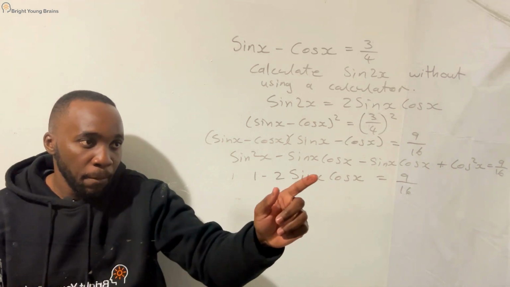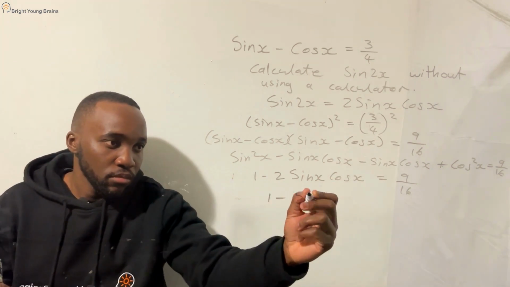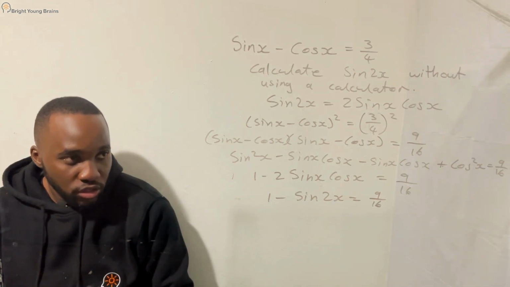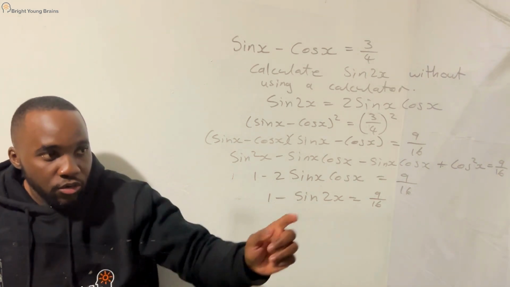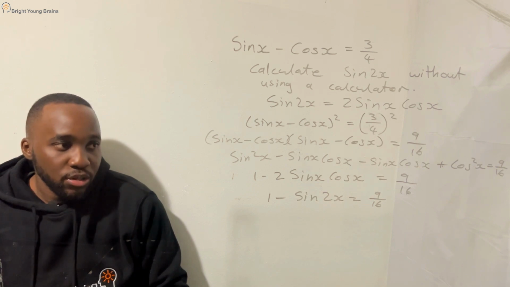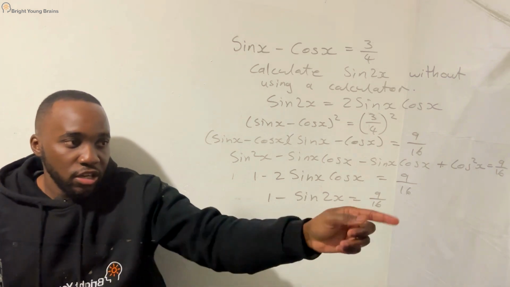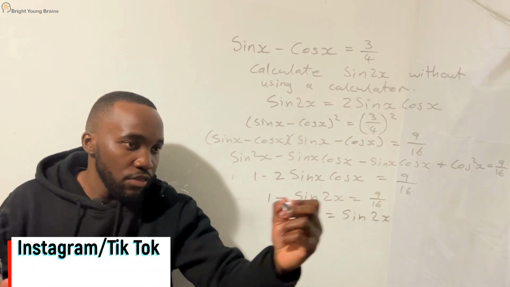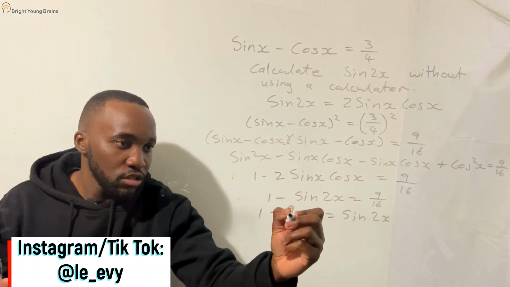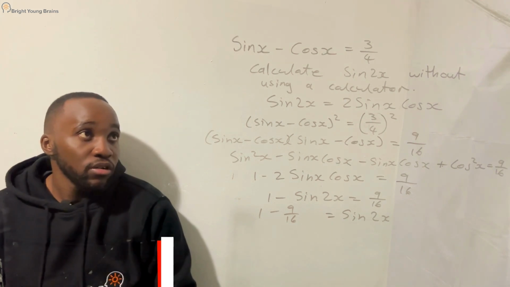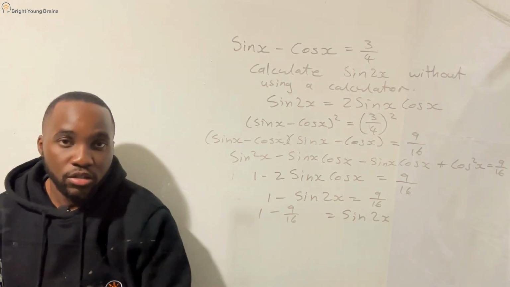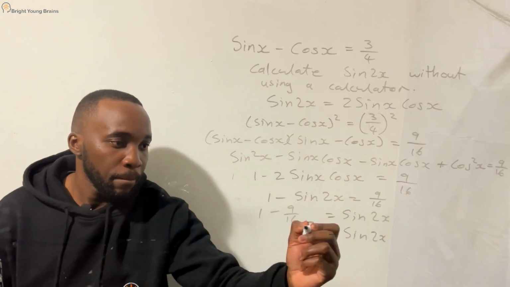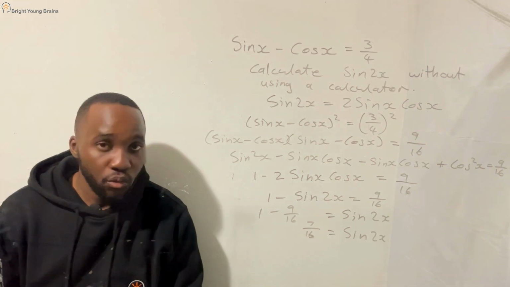So when we see the 2 sine x cos x, we can just change it to sine 2x. And then we want to make the sine 2x the subject of the formula. So we can take the sine 2x so that it's a positive value here. And then the 9/16, we can take that over, and then we can just use our calculator. This is giving us 7/16. There we go. And that's the way we like it.